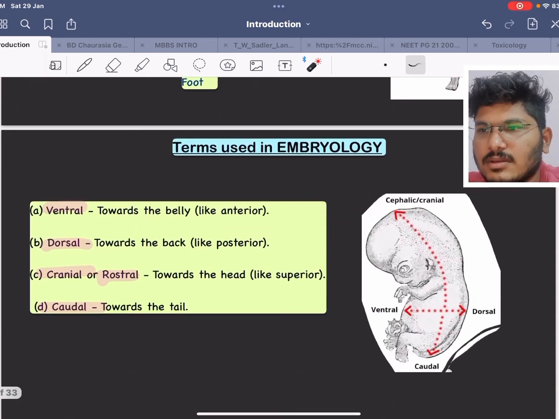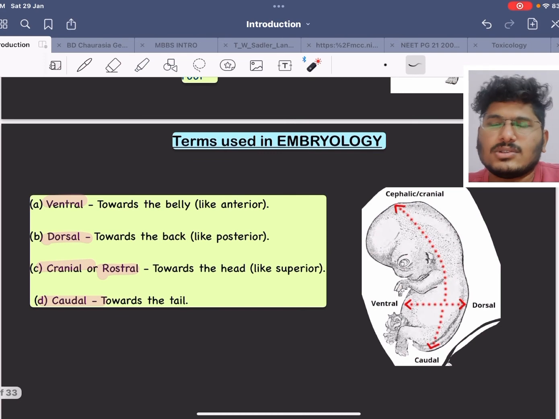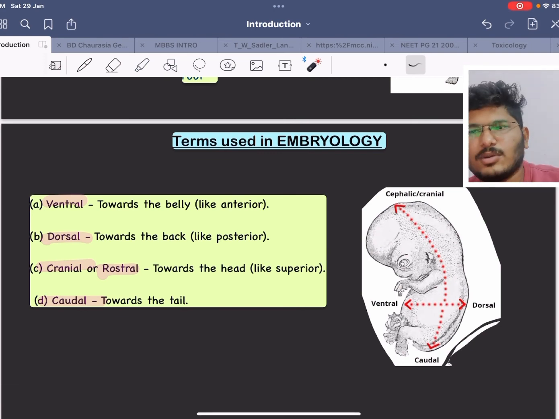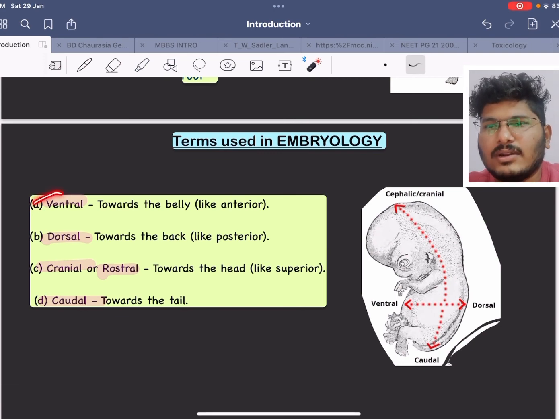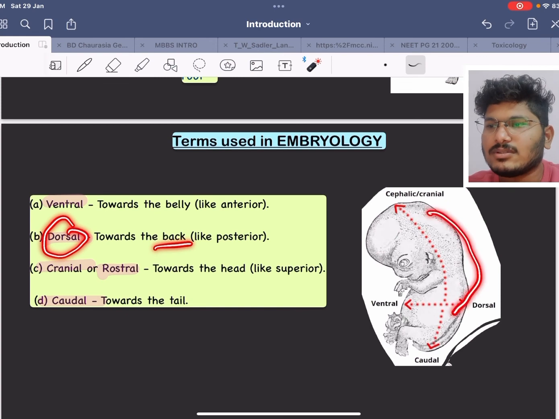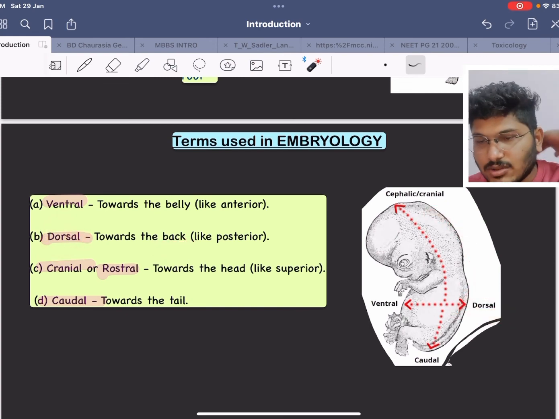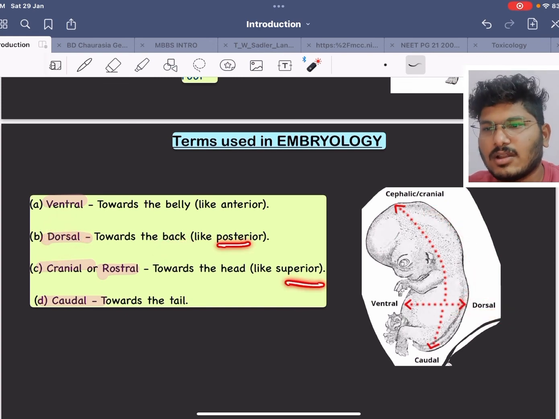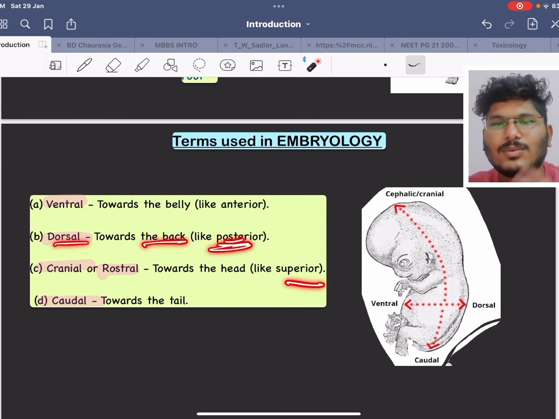Next, the terms used in embryology. We also need to know terms used in embryology, like ventral. Ventral is nothing but the front part, the belly part. Ventral is always the front part, otherwise called the anterior part. Dorsal is related to the back part, otherwise called the posterior part. Back, posterior, dorsal: one and the same.